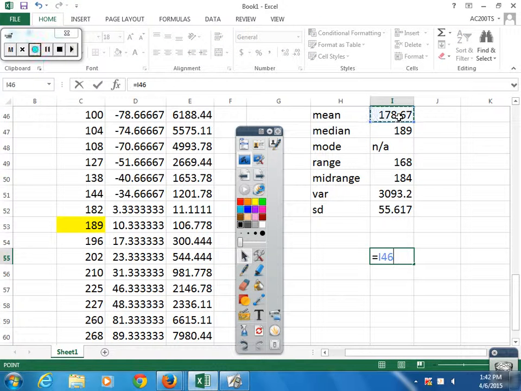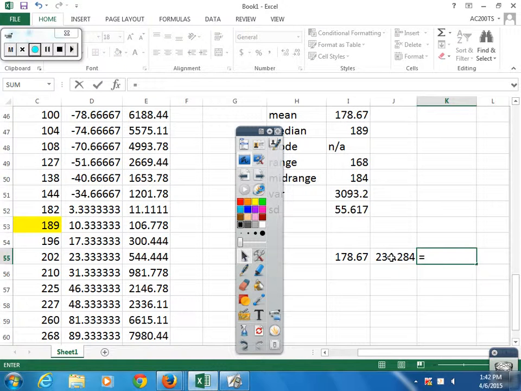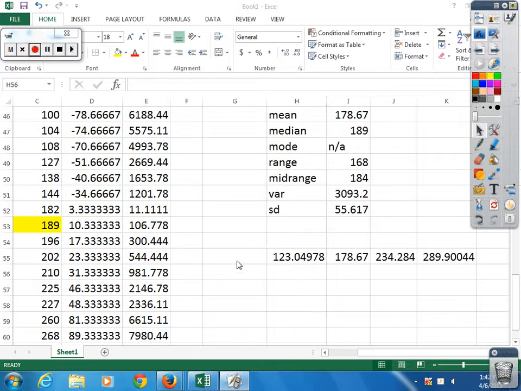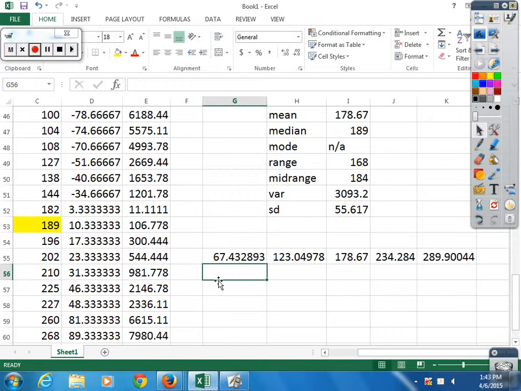So the mean goes in the middle. Equals this plus standard deviation. Equals this plus standard deviation. Equals this minus the standard deviation. And equals this minus standard deviation. So 67 to 290 is normal.